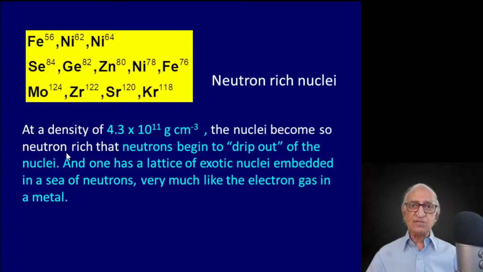The nuclei become so neutron-rich that the nucleus is not able to hold that many neutrons. So neutrons come out of the nuclei. They drip out of the nucleus. Therefore, what we will have is a lattice of exotic nuclei, shown here, embedded in a sea of neutrons. This is very reminiscent of metals on Earth.